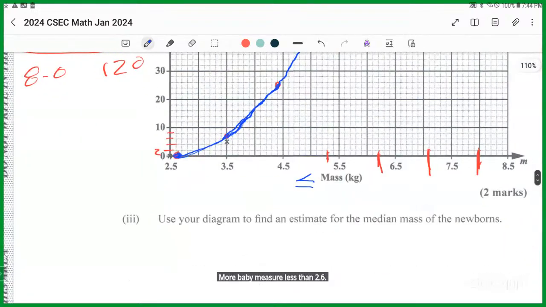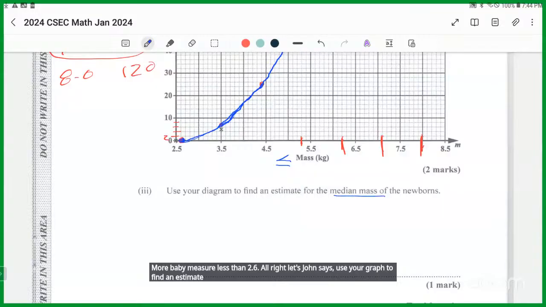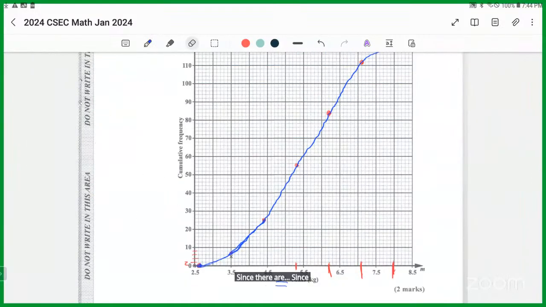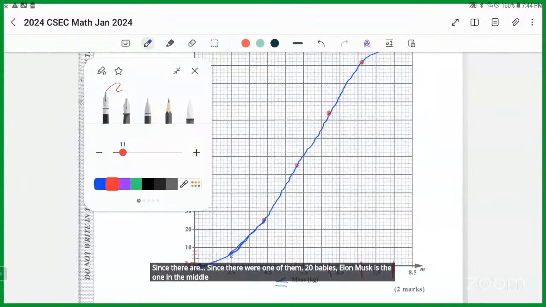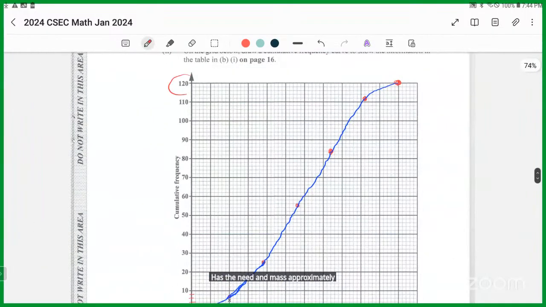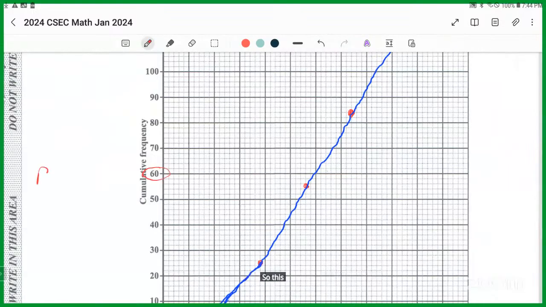All right. The question says, use your graph to find an estimate of the median mass. Since there were 120 babies, the median mass is the one in the middle. The 60th baby has the median mass approximately. Half of 120 is 60. So this is the position of the median, the position of Q2.